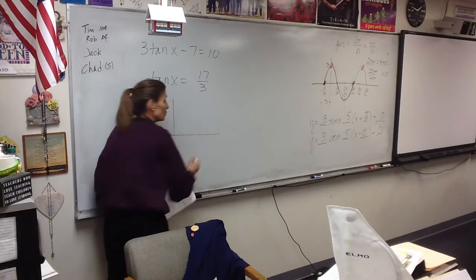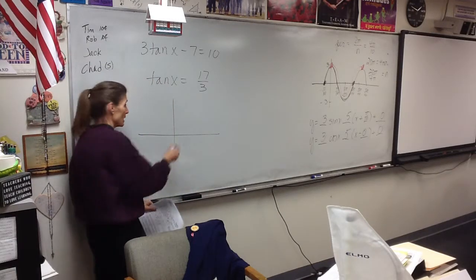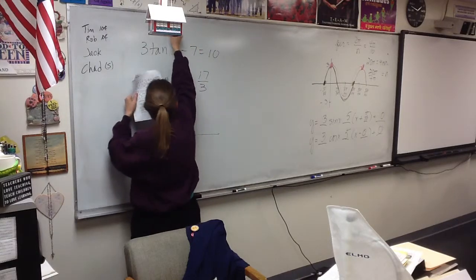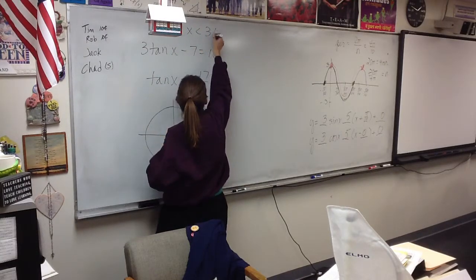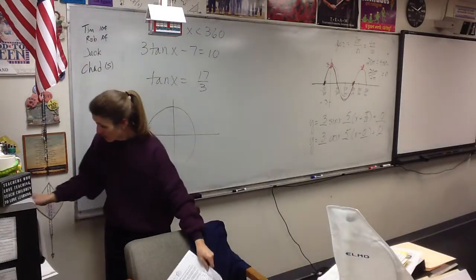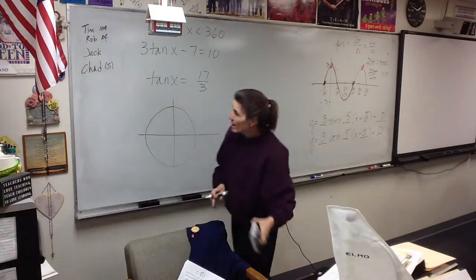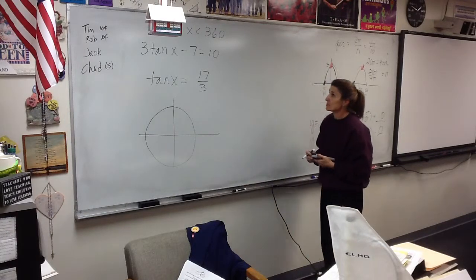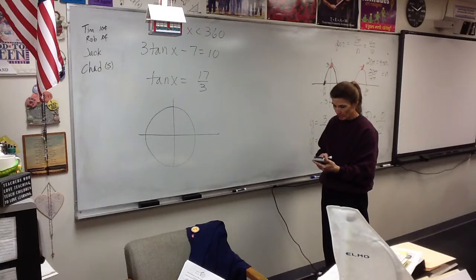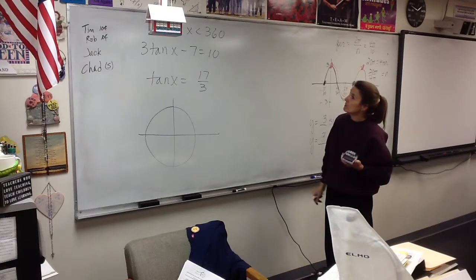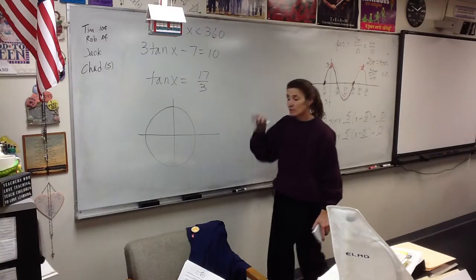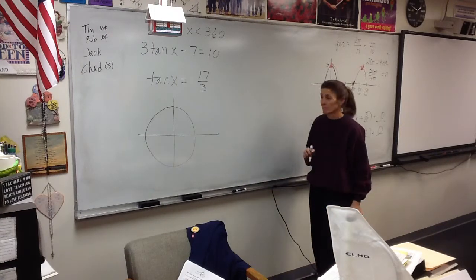And before I go to my calculator, I am going to stop and ask myself, where am I going to be looking for answers? Now my window of opportunity is the entire circle. So I need to figure out where I'm going to be looking for answers in degrees. So I'm going to set my calculator in degrees. Where am I going to be looking for answers in degrees if the tangent is a positive number?